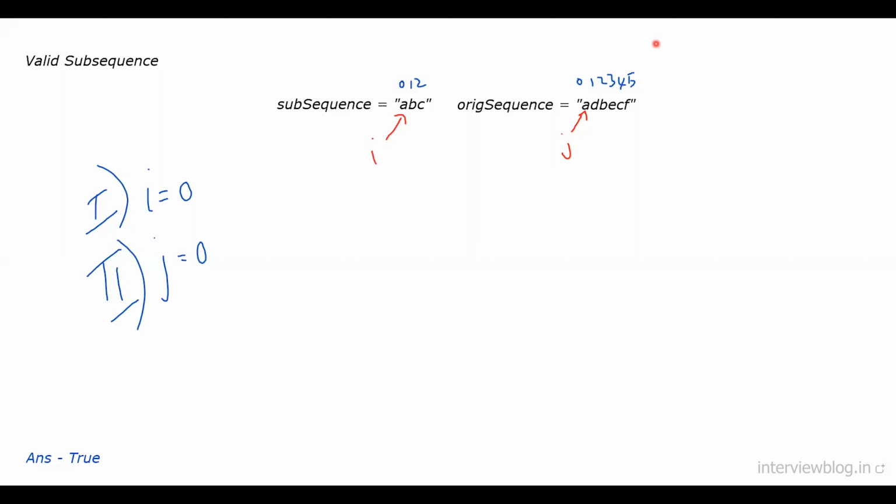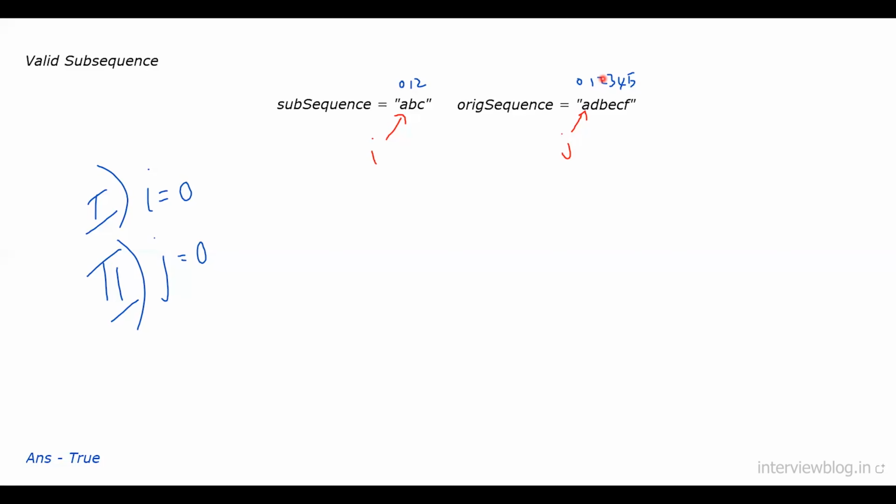All right. So to solve this problem, I'll be using two pointers, I and J, where my ith pointer is going to traverse the subsequence and my jth pointer is going to traverse my original sequence. So initially, both of these pointers will be pointing to the 0th index of the respective strings. So from here, what I'm going to do is, if the characters that are present in the ith and jth pointers are equal, then we'll be moving both the pointers one step forward. And if the characters are not equal, then we'll be moving only our jth pointer one step forward.